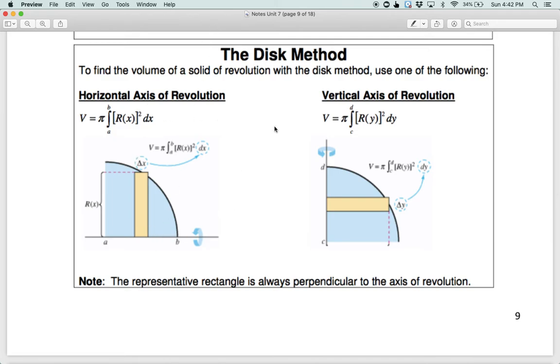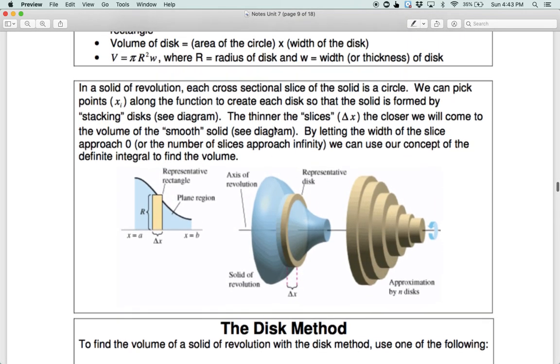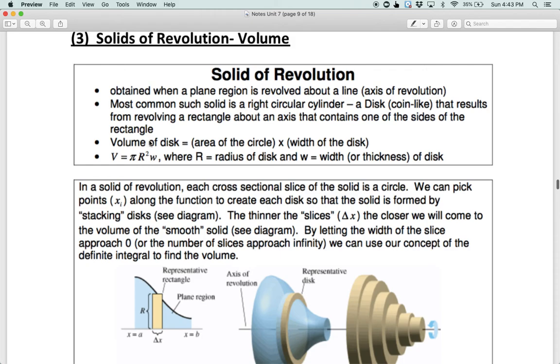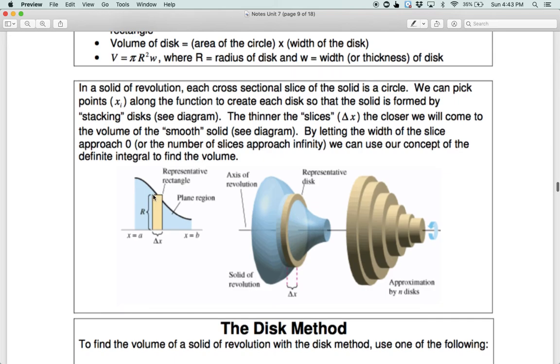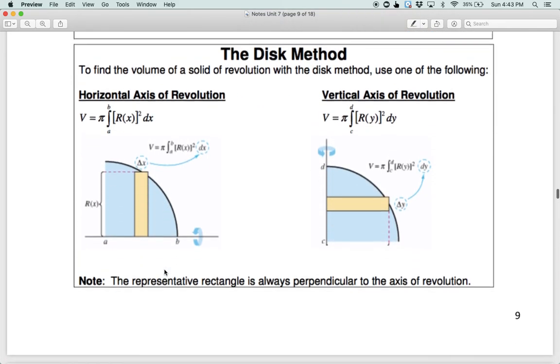Because the volume formula for a cylinder, if we go back up to the top here, the volume of a disk or a cylinder is going to be the area of the circle times the width of the disk. If you remember from geometry, the volume of a cylinder is pi r squared, that's the area of the circle, times the height. Well, these cylinders are all on their side, so that's why we're saying width. And so the volume formula is going to be pi times the radius squared times the width, where r is the radius of the disk. Now, if we look at this diagram, the radius of the disk is going to be the height of your representative rectangle, okay? And so that is where these formulas come from.